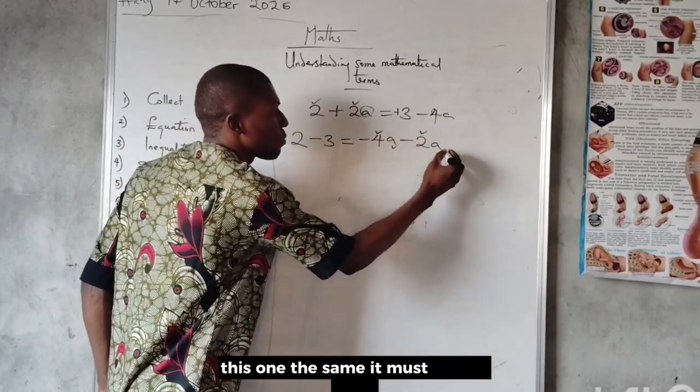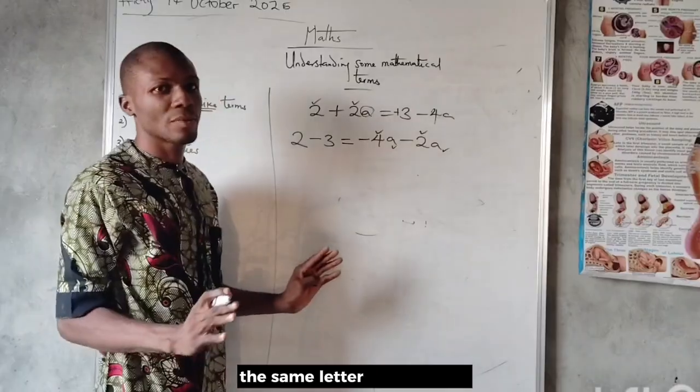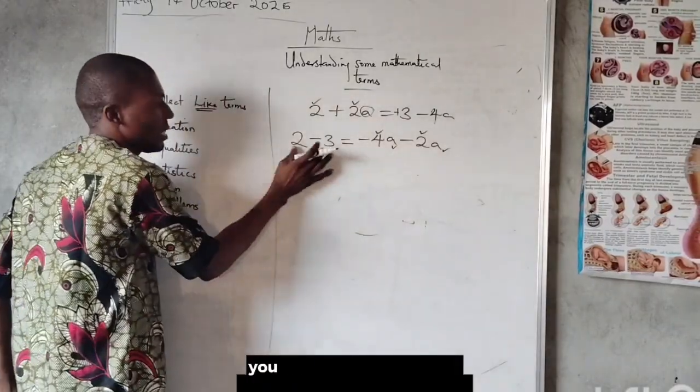Now check. This one can go because it's just a number. This one, the same: it must be the same letter. So you now say, okay, we have now connected like this. You see these two now.